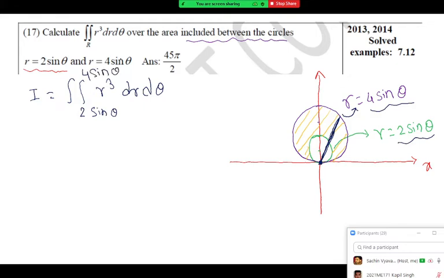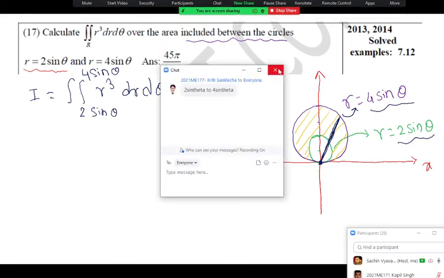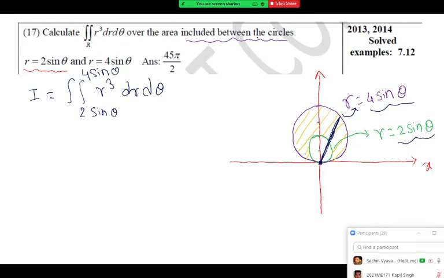What about the limits for theta? Tell me the minimum theta and maximum theta over the region. 0 to 180, sir. Yes, very good. That's correct. So you will observe the strip initially should be at theta equal to 0, and then it should be rotated from theta equal to 0 to pi.